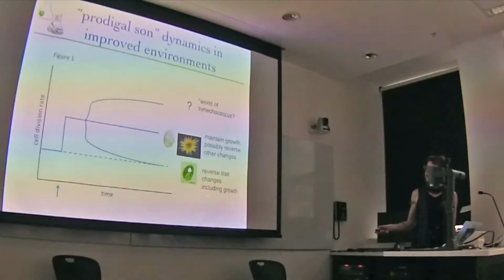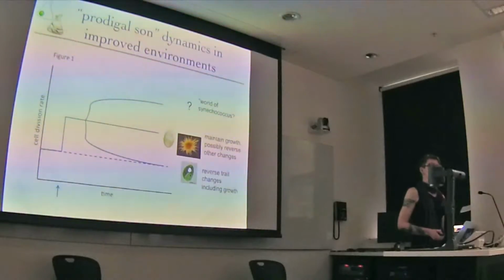Ostreococcus has to reverse traits. It reverses almost all of the plastic responses that it does in response to high CO2. The only one it doesn't reverse is making lots and lots of external polymers, which I guess makes sense. You have to jettison the carbon somehow. And there could be something to this.